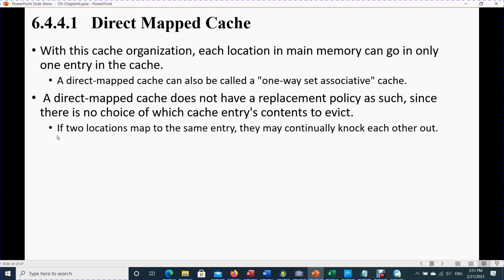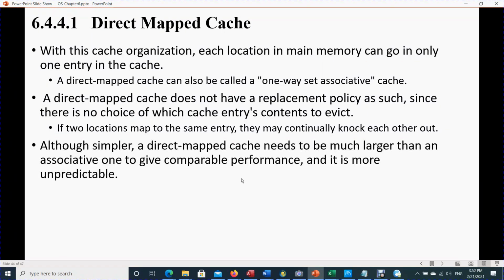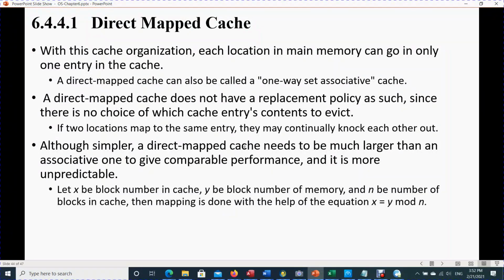If two locations map to the same entry, then one will move the other out, and then they will swap back and forth. Simpler, a direct map cache needs to be larger than an associative cache in order to get comparable performance. Further, it's more unpredictable.